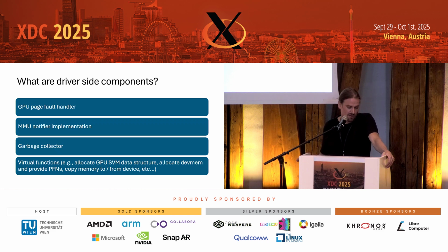Other V functions would be, let's say you need to allocate device memory. There's a V function for that. The driver can allocate device memory, provide the PFNs, the page frame numbers, back to GPU SVM, and then it can go and move memory into that allocation. Likewise, if you want to copy to and from your device, that is a driver side operation. So we have V functions for that.